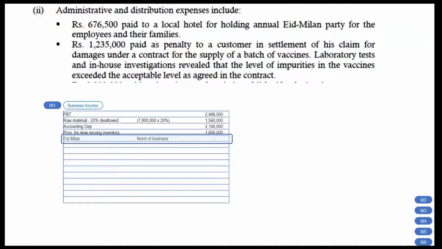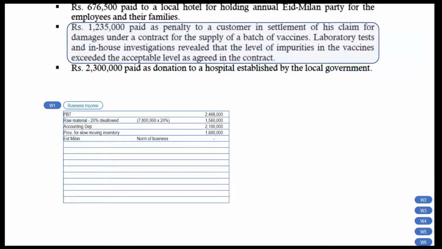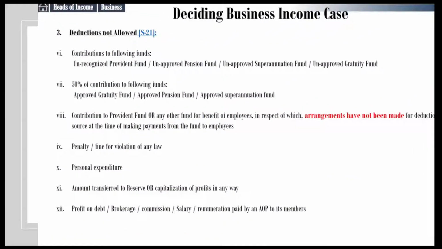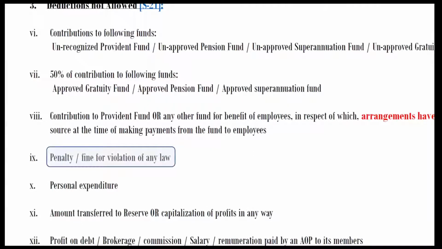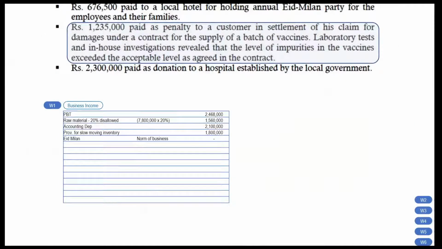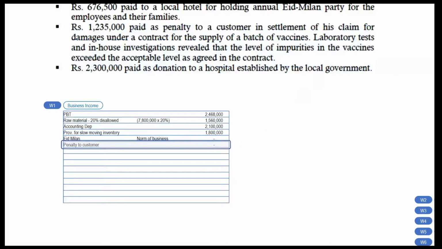Next information is about a penalty paid to a customer. Recall notes slide for section 21. Fine or penalty is not allowed as expense if any violation of law is attached to it. Refer back to your solution and read it again. There is no violation of any law, instead, there is a violation of some business agreement. So it is a normal business expense which is allowed under tax law. No adjustment of profit is required here.